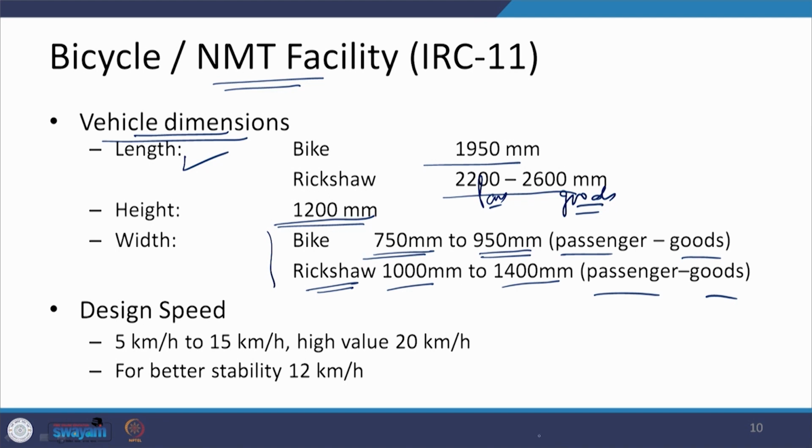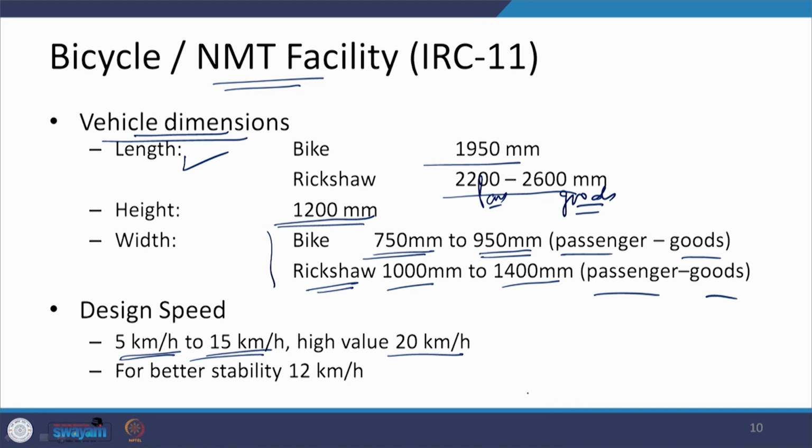When we look at the design speed, it can vary as low as 5 kilometers per hour, and it can be somewhere in a range of 15 kilometers per hour going to a high value of 20 kilometers per hour. Even it is observed that if you have a totally segregated cycle track, then it may even go to 30 kilometers per hour, which becomes quite a high speed.